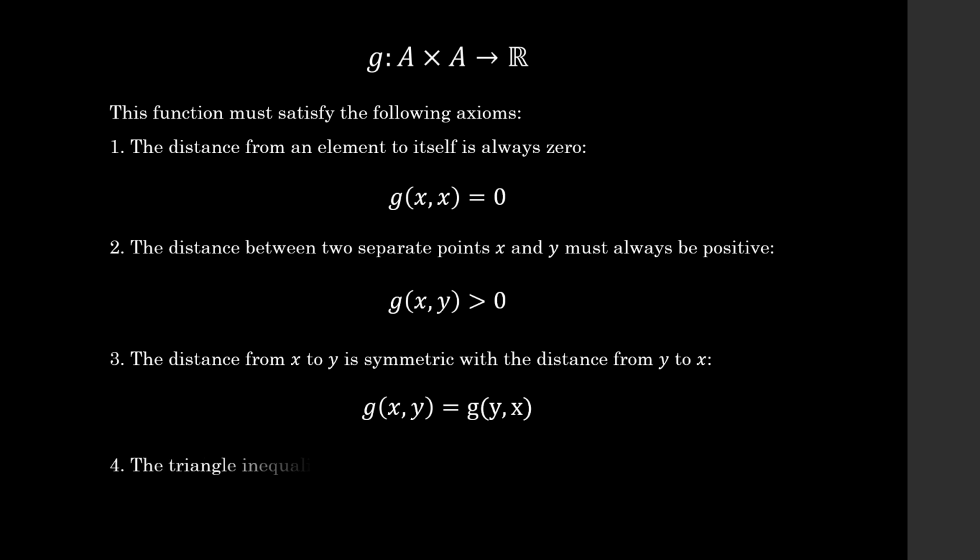And then 4, the triangle inequality must hold, which I will explain in simple terms. So say we have 3 variables x, y, and z on a Cartesian or Euclidean plane, or I guess in this case it would be a 3-dimensional space. The distance from x to z must be less than or equal to the sum of the distance from x to y plus the distance from y to z.